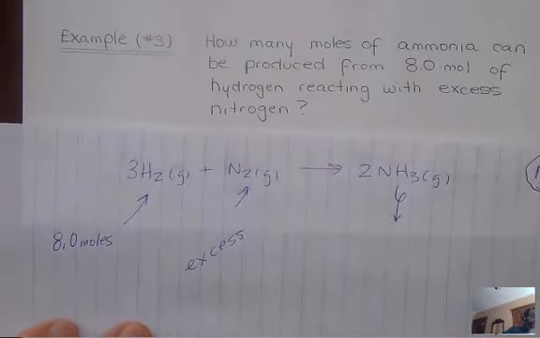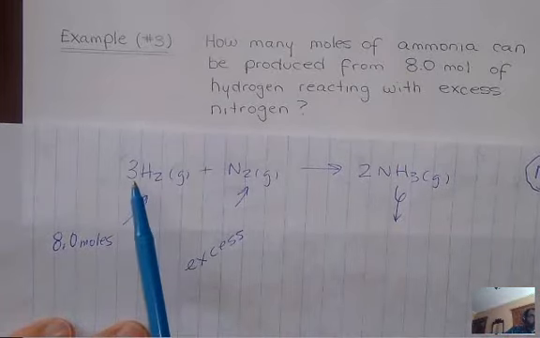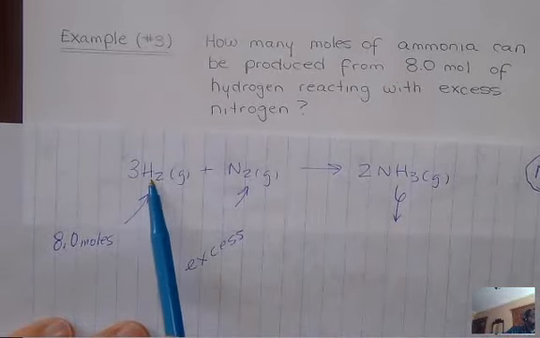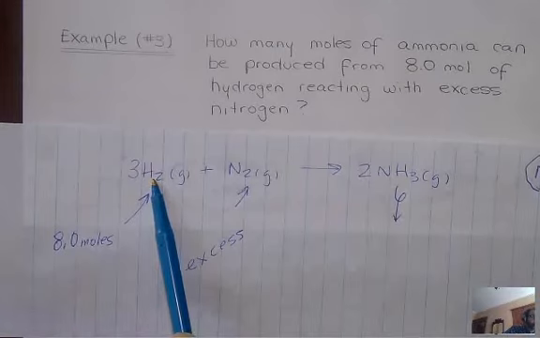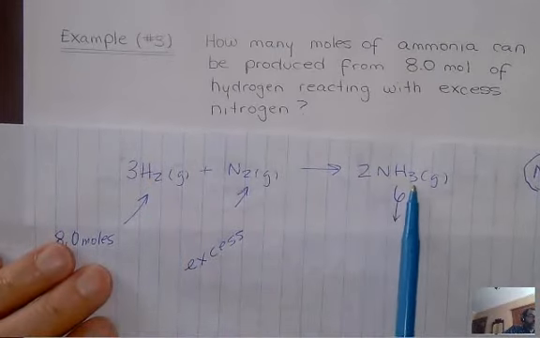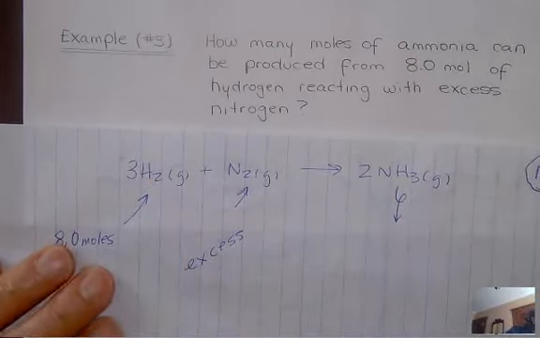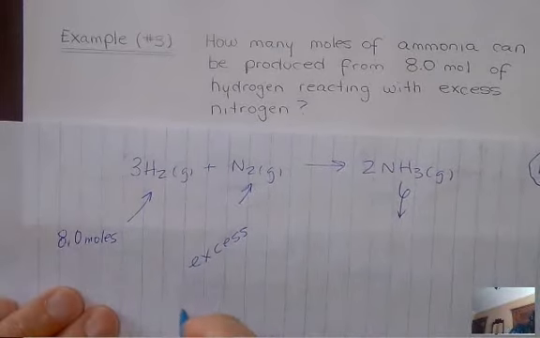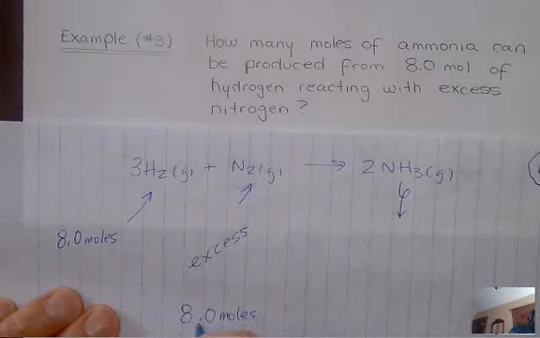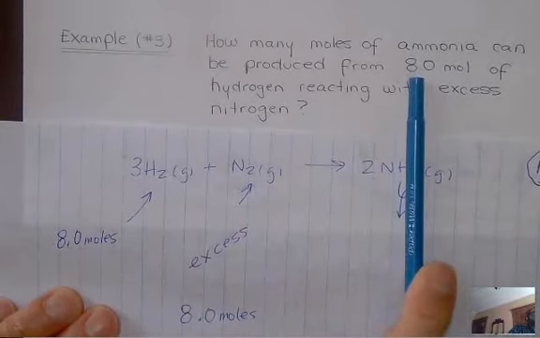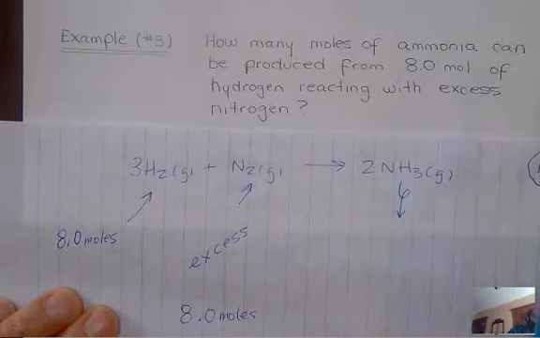Okay, so what's my relationship? My relationship is for every 3 moles of hydrogen that go into the factory, 2 moles of ammonia come out. So if I start with 8 moles, and how do I know it's 8 moles? Because that's what they told me in the question, right? Right up here. I start with 8 moles of hydrogen. How much ammonia can I make?